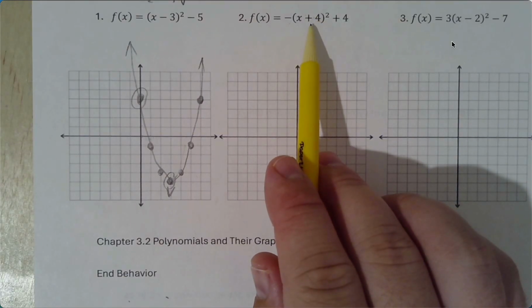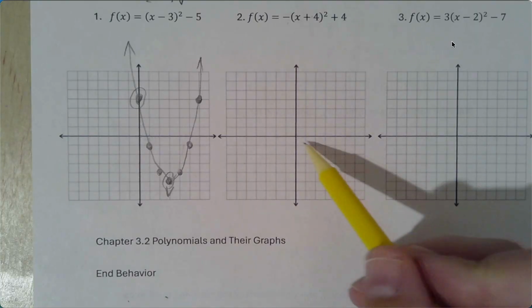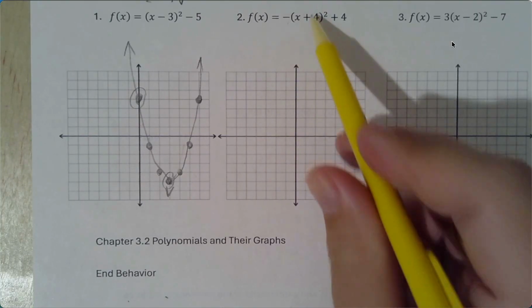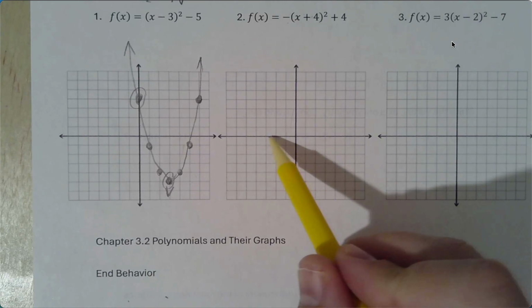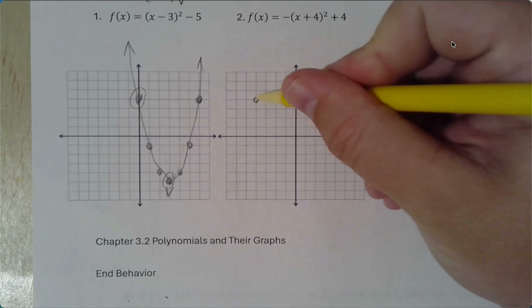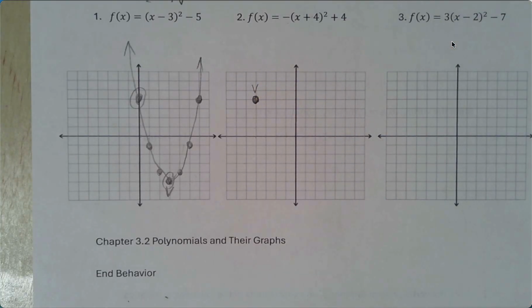Now, finding your vertex, again, the x value flips and the y value stays the same. So from the origin, I went left 4, because it said positive on the inside, so it flips, so left 4, and then up 4 because that's as is.